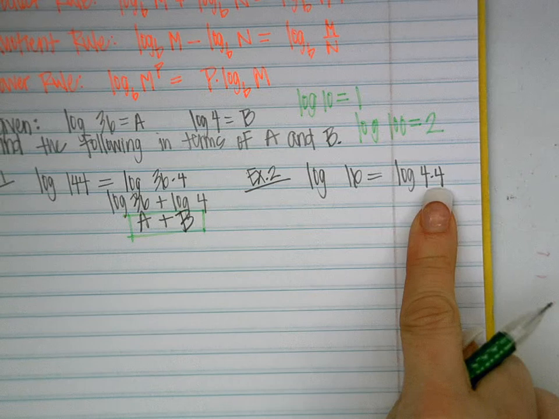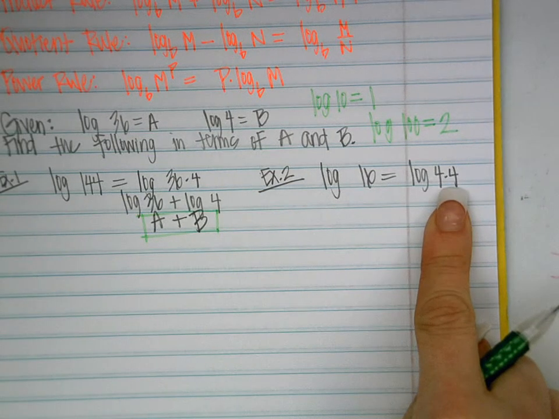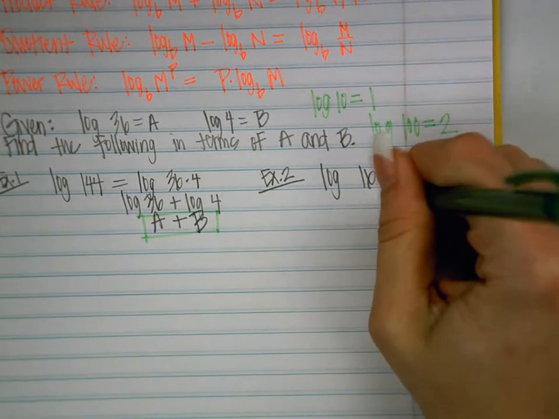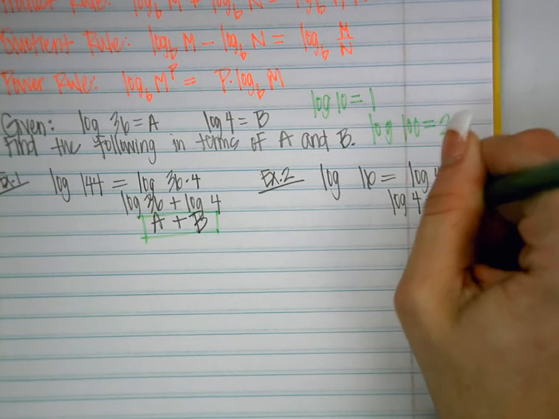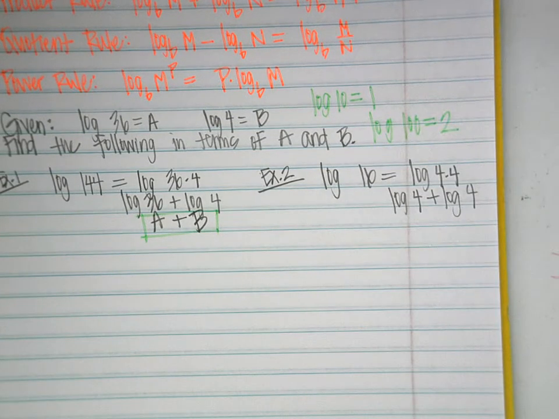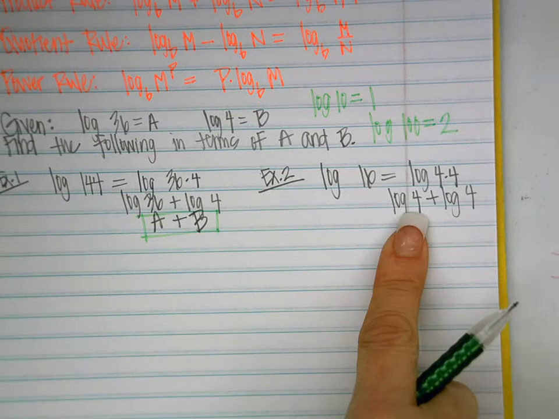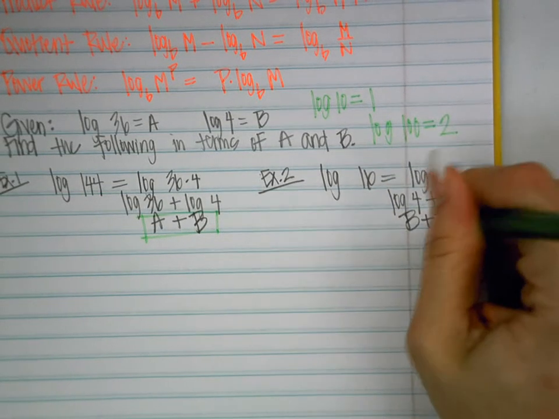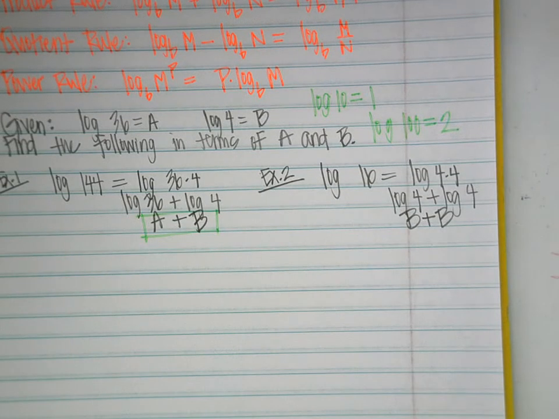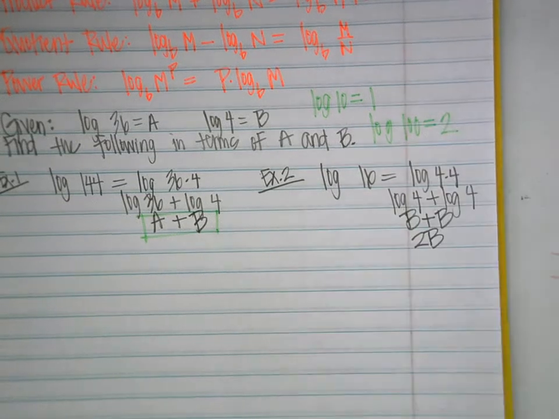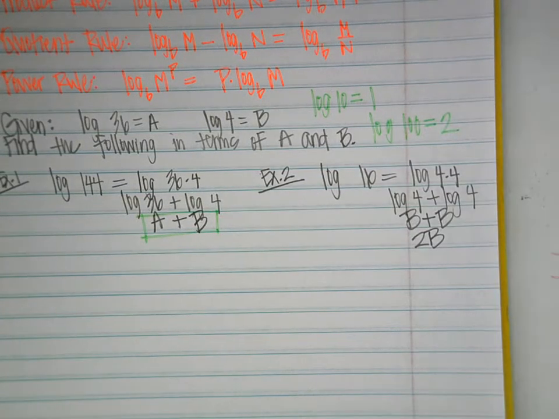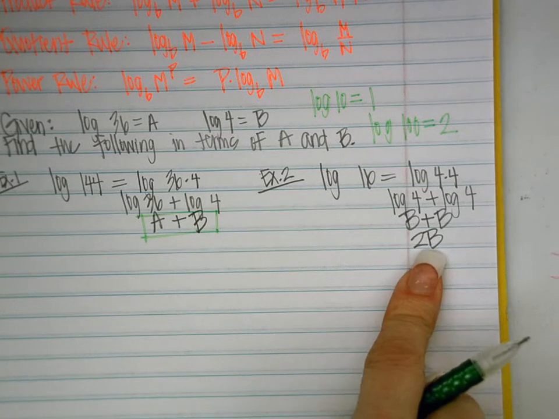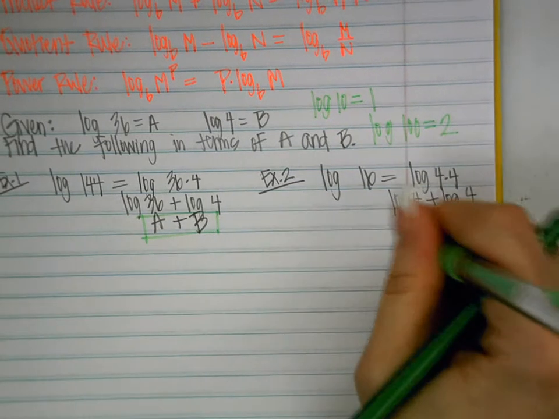Okay? Multiplication, how do I break down multiplication? What does that become? Addition. So this would become log 4 plus another log 4. What can I replace log 4 with? B, plus another B. And what is B plus B? 2B. Okay, 1B plus another B equals 2B. You're not multiplying together. Do not tell me it's B squared. It would be wrong if you say B squared. 2B is the answer we're looking for.